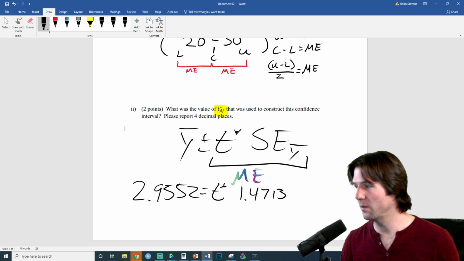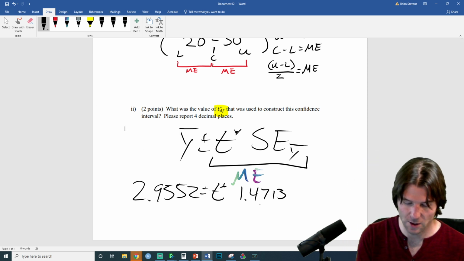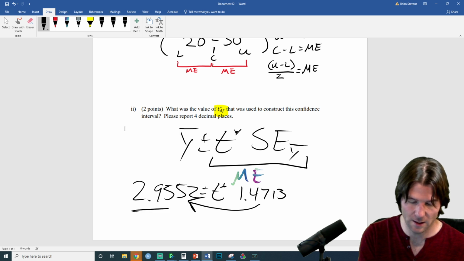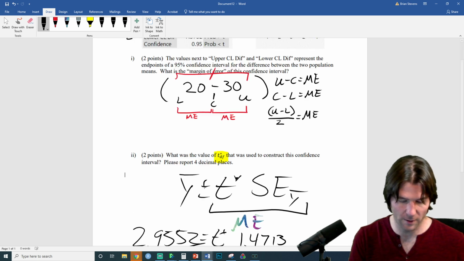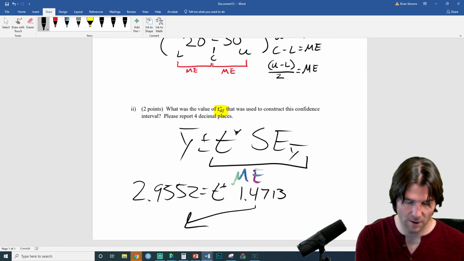And then all we do is divide 2.9552 by that, and we'll get t. So all we're going to do is just a little algebra: take this over to this side and divide by it. So it's going to go over here. We'll do it a little bit better. It's going to go right down underneath here.